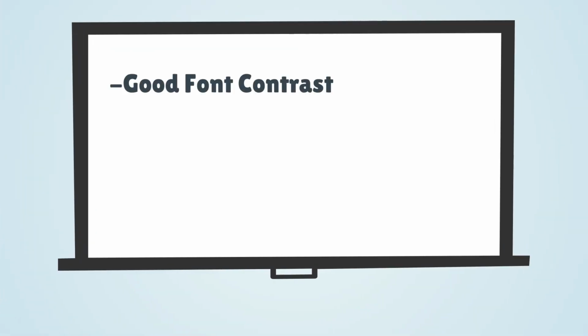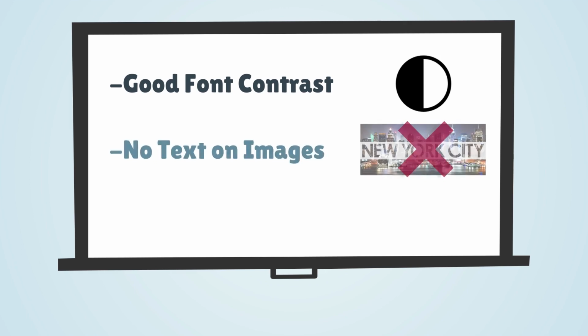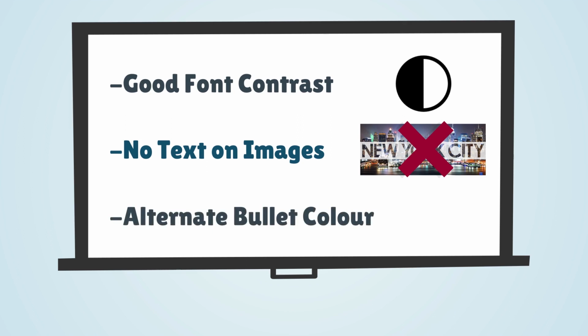Additionally, create good font contrast by ensuring that you use dark coloured text on plain light coloured backgrounds and avoiding placing text over images. If you are using bullet points, it can be useful to alternate the colour of each point between two dark but distinguishable colours, like a dark grey and a dark blue for legibility.